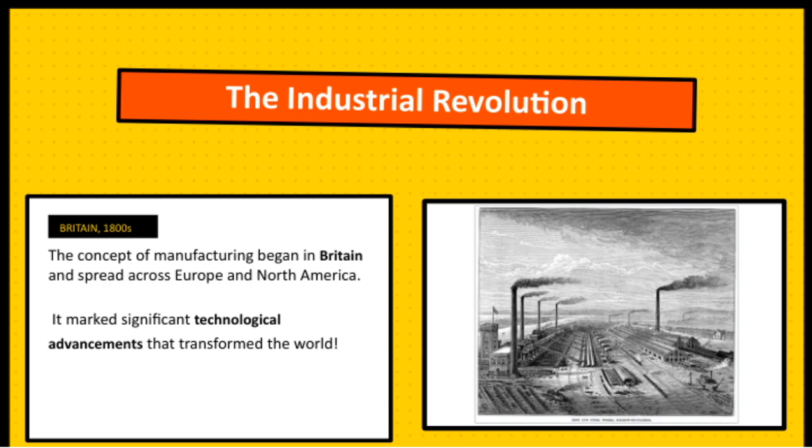When we focus on Britain in the 1800s, we see the heart of what's called the Industrial Revolution. This was a period of rapid change, where new machinery, techniques, and ideas revolutionized industries. It marked a major turning point in history, shifting societies from agrarian, manual labor to industrialized, mechanized production.